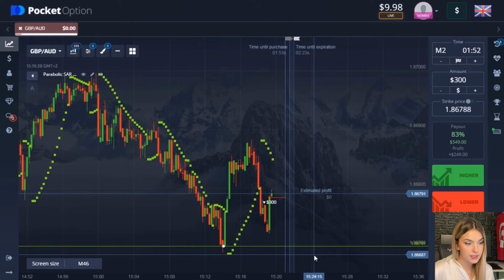Also, our indicator tells us about the power of the upcoming movement. Dots begin to be located at a great distance from each other. And so guys, let's wait for the end of our deal.